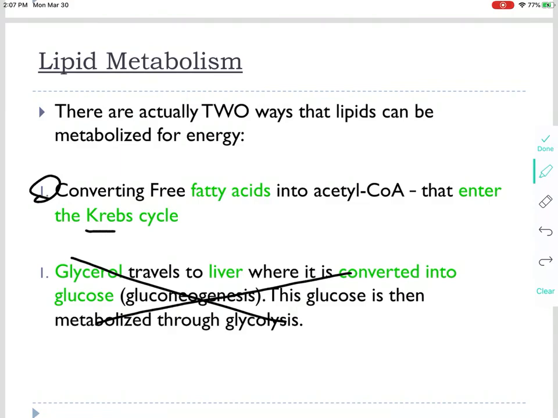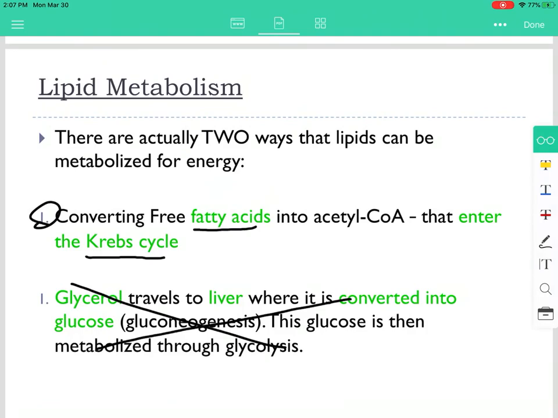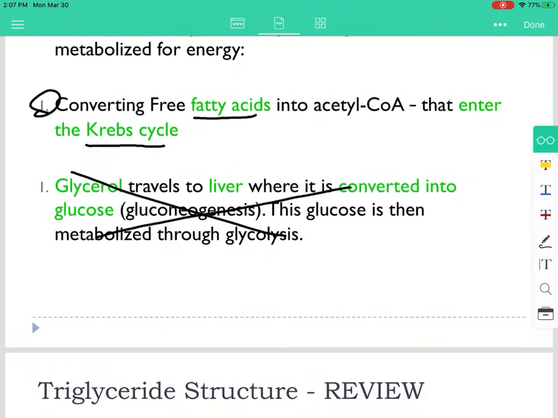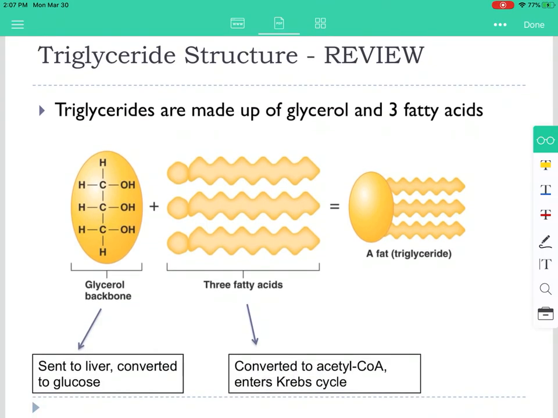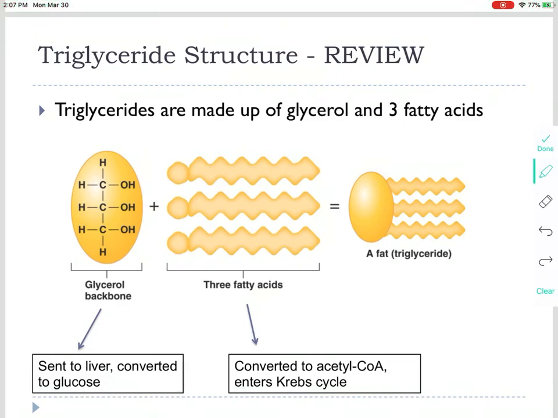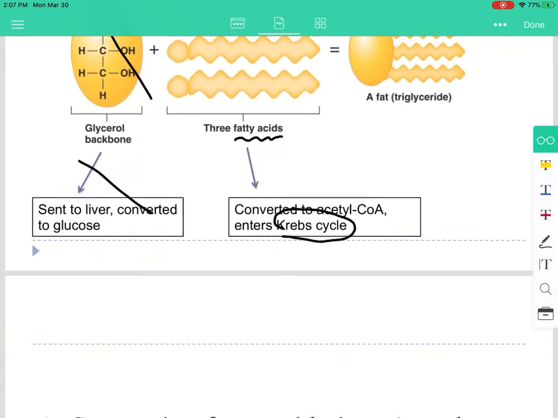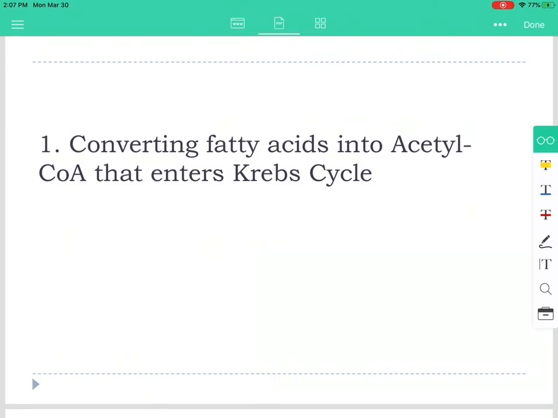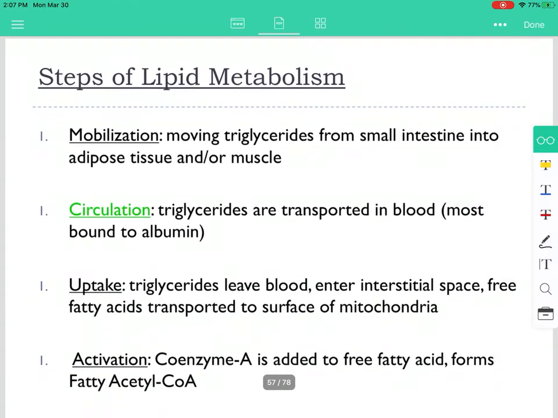So how do we talk about fats? In our previous discussion, we talked about how lipids can enter the Krebs cycle. And specifically, it is the fatty acid portion of the triglyceride that is able to enter the Krebs cycle. You may remember, every triglyceride has 2 parts, a glycerol molecule and 3 fatty acids. It is our fatty acids that enter the Krebs cycle. This part you don't need to know. It is the fatty acids that enter the Krebs cycle.